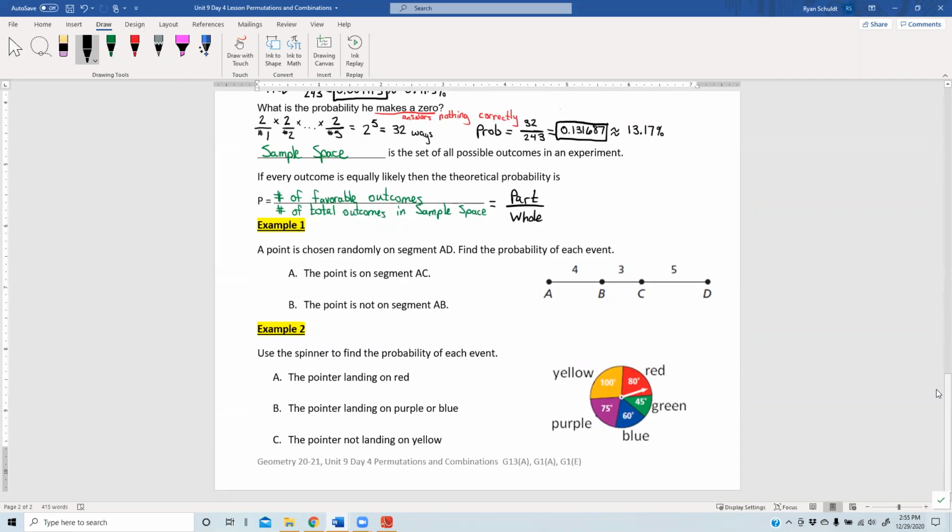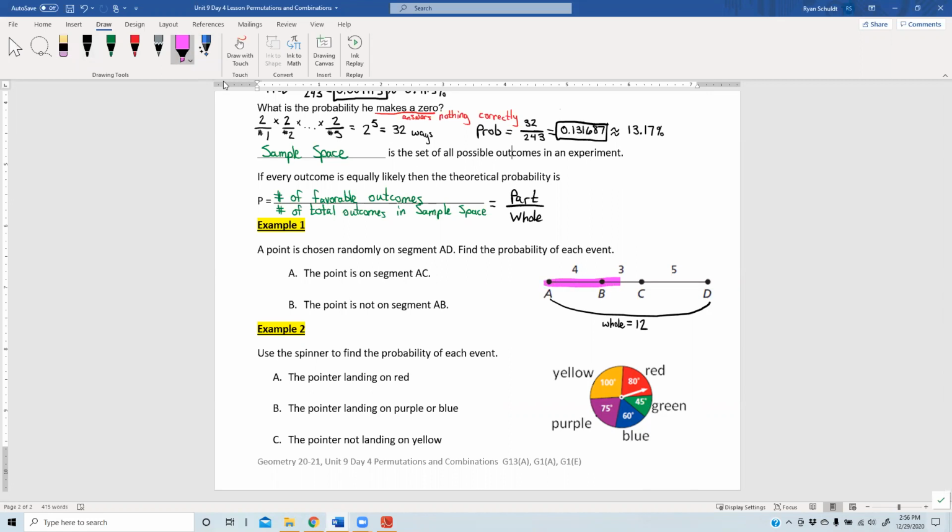Let's say a point is chosen randomly on the segment AD. So here's our segment. If I went all the way from A to D, what would this equal? Well, 4 plus 3 plus 5 gives us 12. So this whole thing is equal to 12. Okay, find the probability of each event.